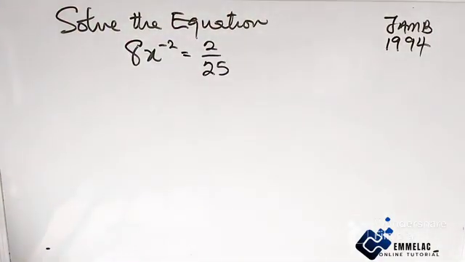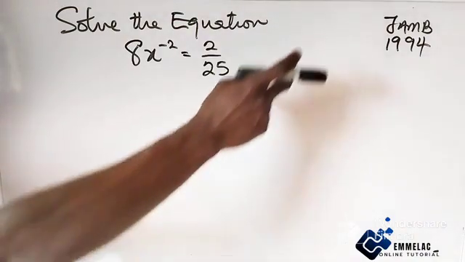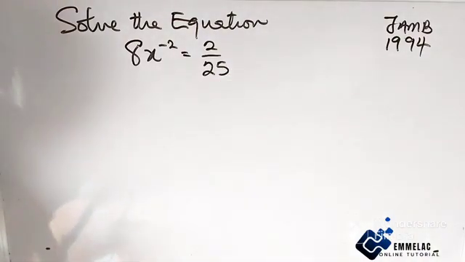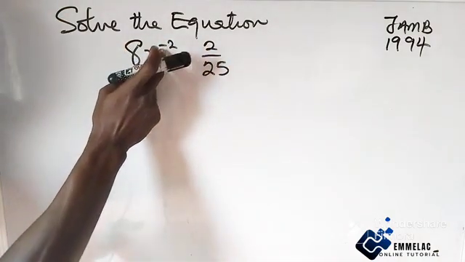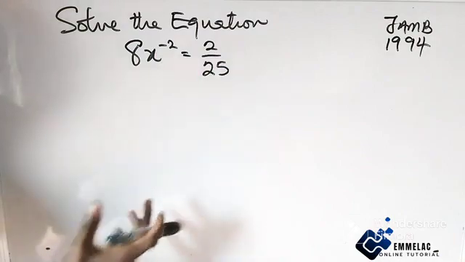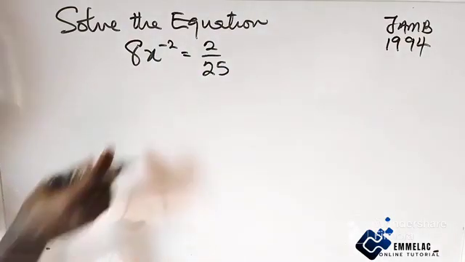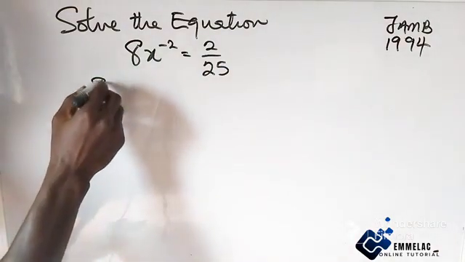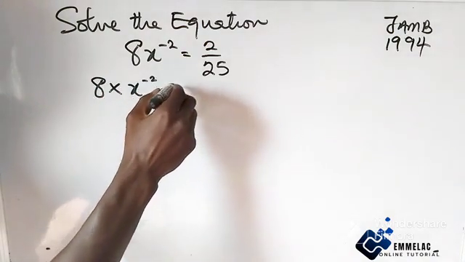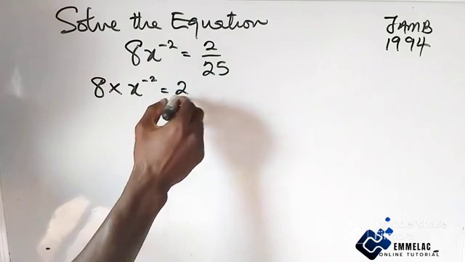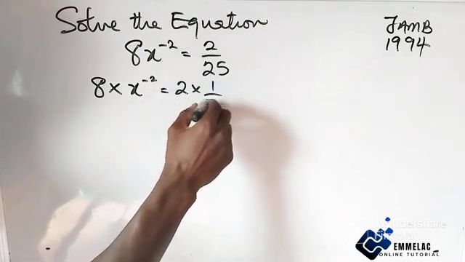Before us is this initial equation, a question from JAMB 1994, and it says that we should solve the equation 8x raised to the power of minus 2 equals 2 over 25. Now, how do we start simplifying this? Take note, this is simply 8 times x raised to the power minus 2, which equals 2 times 1 over 25.